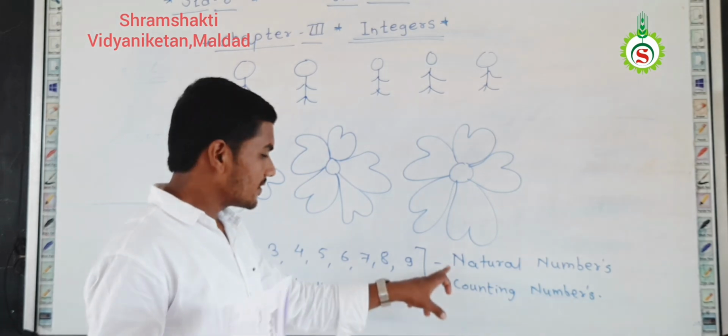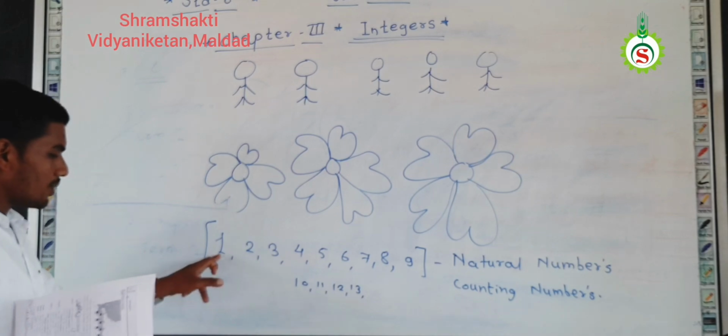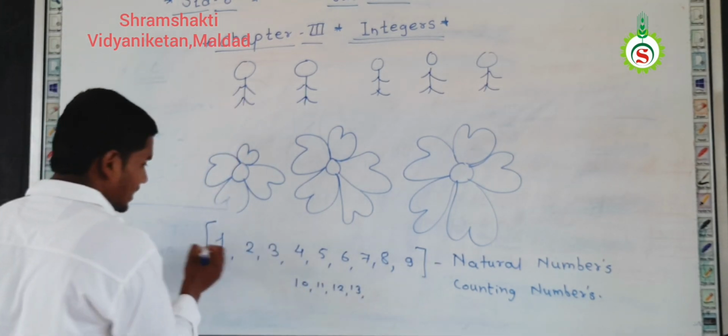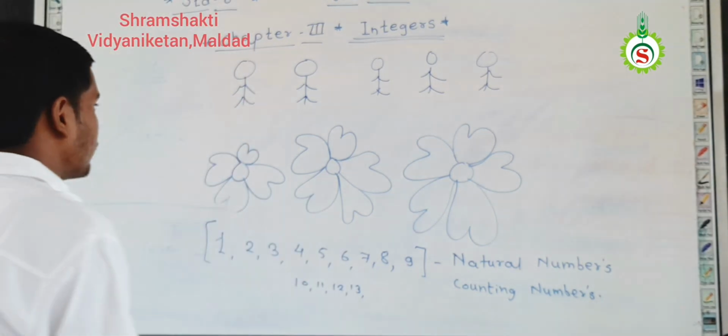Do you understand which are the natural numbers? Natural numbers are from 1 to 9. Now the first is the natural number. Then we will see which is the whole number.